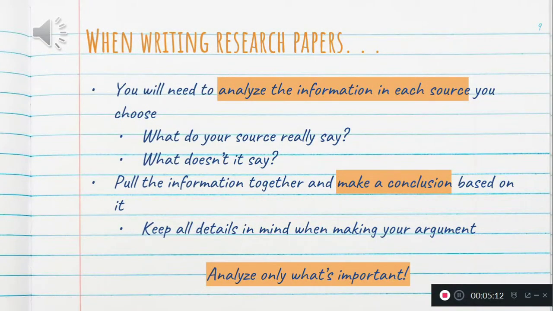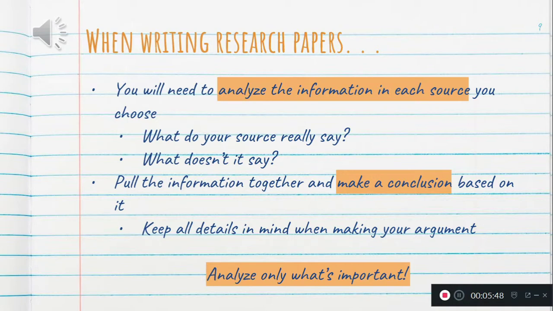Analysis is a very important skill for research papers because you're going to need to analyze the information in each source you choose and come across. You have to decide for yourself what your source is really saying and also what it doesn't say. So you will need to take the source as a whole and parse apart all the information and decide what it is that you will use in your paper. What is it that works for your argument? Once you pull all that information together, you must make a conclusion based on the information in that source. Again, what is it really that this source is arguing, and what is it that it is not arguing?